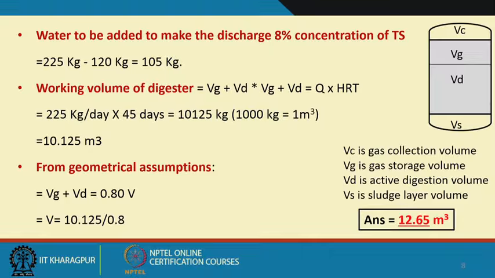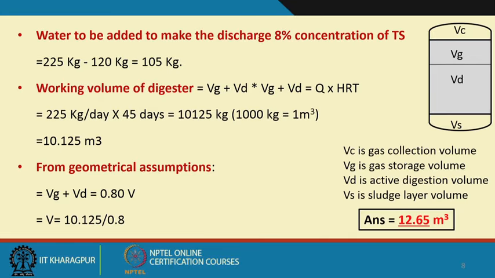10.125 meter cube. And for the geometrical assumptions, we are taking Vg plus Vd is equal to 0.8 of the total volume. That we can see from the diagram, the Vg and Vd will be covering 80% of the anaerobic digester. So, in the geometrical assumptions, that means in the construction process, we have to take that portion, which is equivalent to 0.8 of the total volume. So, V is equal to 10.125 divided by 0.8, which comes to 12.65 meter cube. This is the volume of the anaerobic digester.